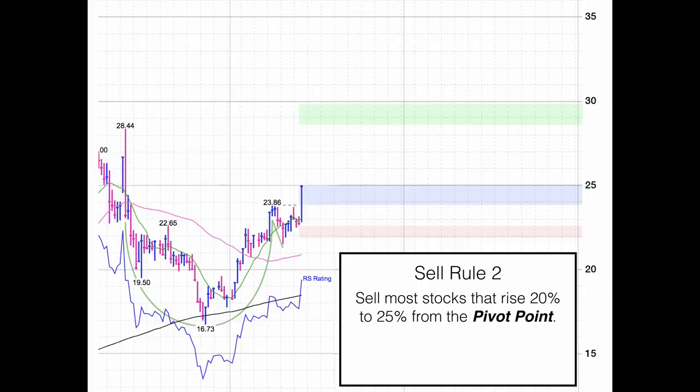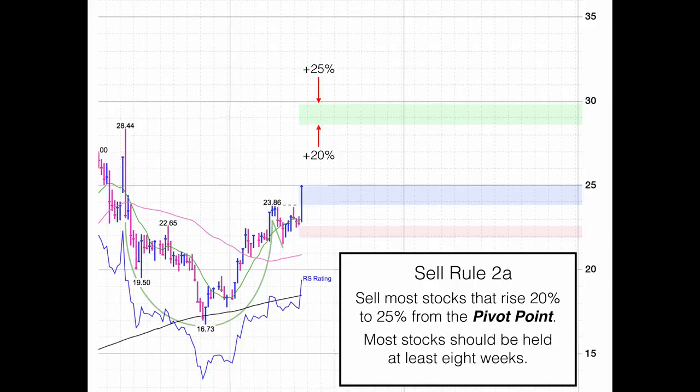The stock doesn't know. The patterns are repeatable patterns that IBD has discovered through their research. They seem to think these patterns repeat. So they say that most stocks should perhaps form a new base when they get to 20 to 25% from the pivot point. So you want to sell them. Okay? That's what the green zone is. That's your 20 to 25% from the pivot point. That's your target.